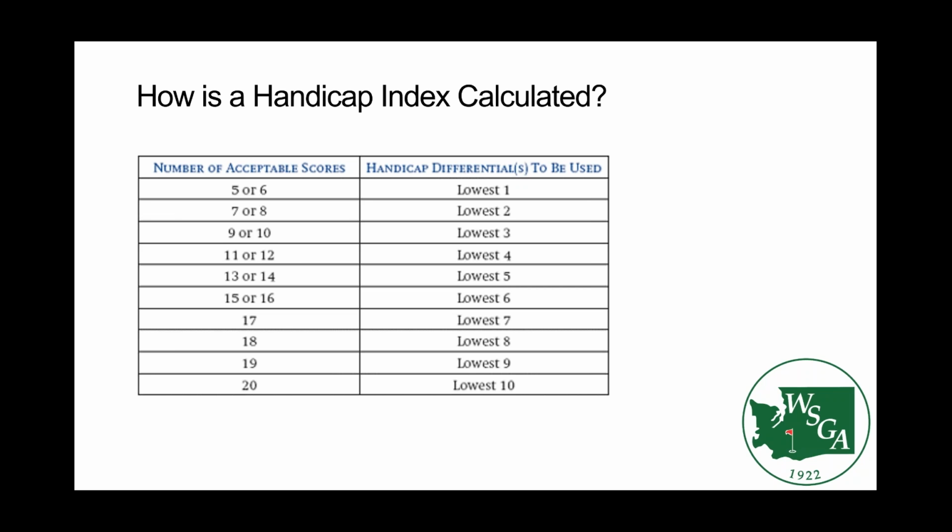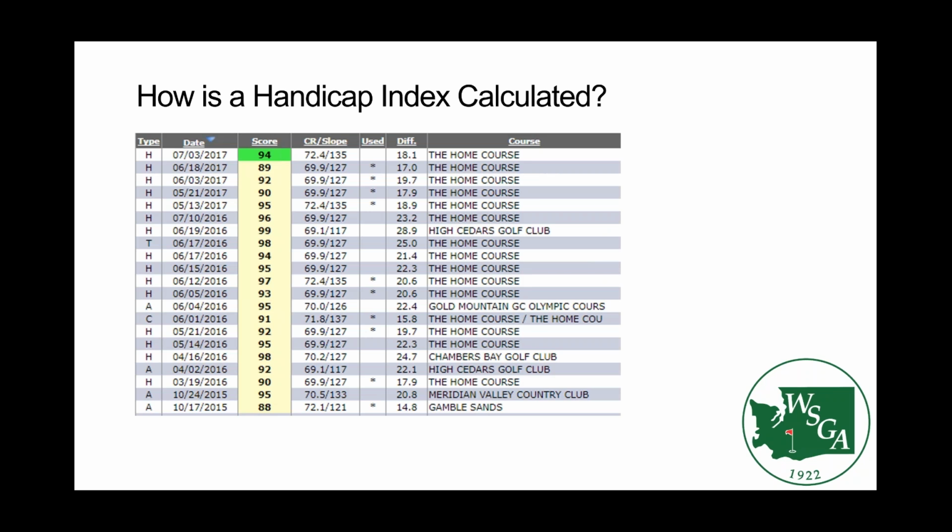So let's take a minute here and look at my record. It's a little embarrassing, but it gives an idea of how the system works. As you can see here, we have our type of round, our date, the score, the course rating and slope. The used column designates which scores are used by the system to calculate a player's handicap index. The differential column shows the differentials for those scores, and then of course the course played.